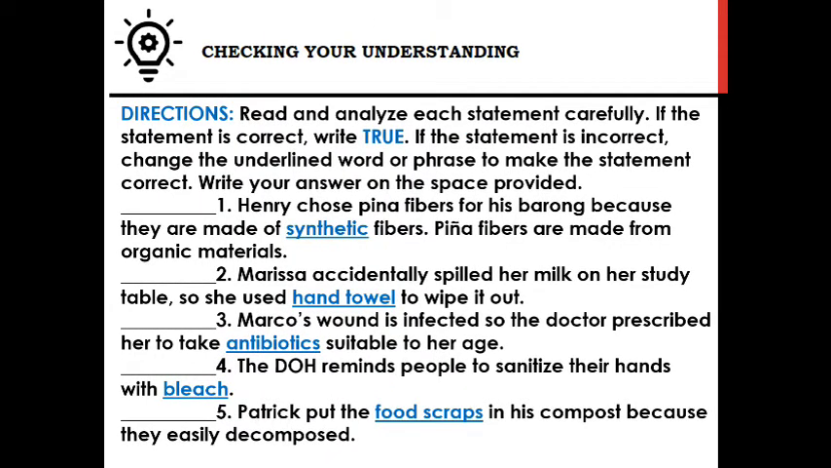Okay, so we have to check your understanding by doing these activities. So we have to read and analyze each statement. Ayan, write true if the statement is correct and change the underlined words or phrase to make the statement correct. Write your answer in the space provided or in your answer sheets.